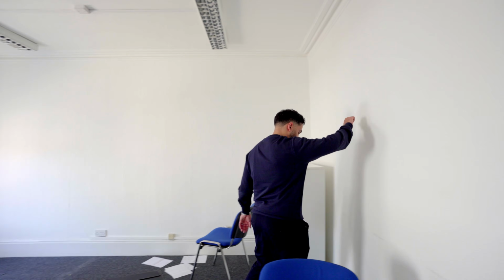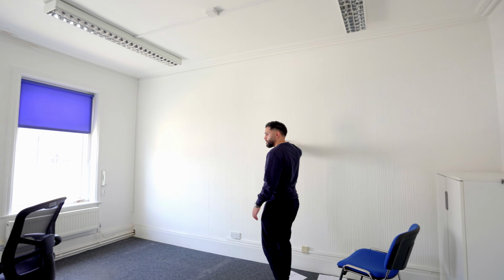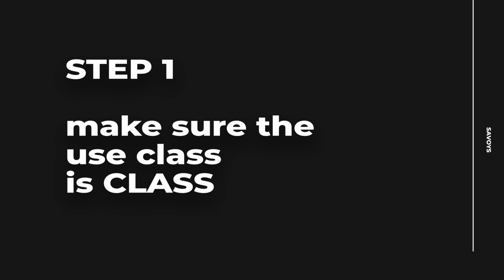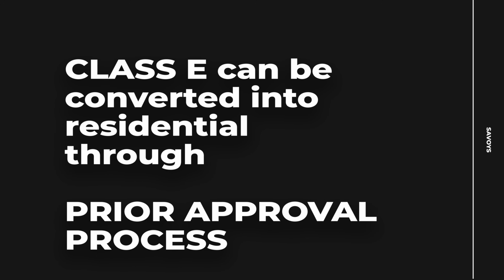All right, so let me tell you about Class MA and exactly how you can convert commercial offices like this into residential use. Number 1, firstly, you need to make sure the use class is Class E. Class E can be converted into residential use through permitted development through a prior approval process. Now that prior approval process is called Class MA. There's also Class G, which is 2 units above a commercial, but we're making 5 here, so we've used Class MA. So let me go into the detail.